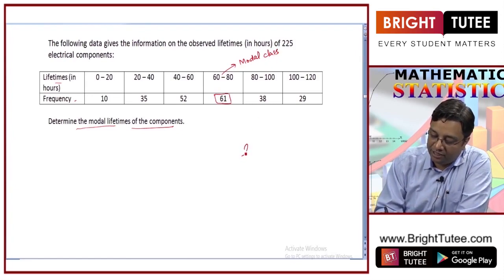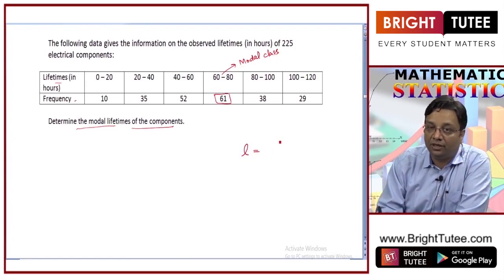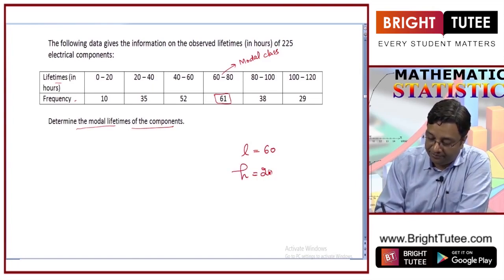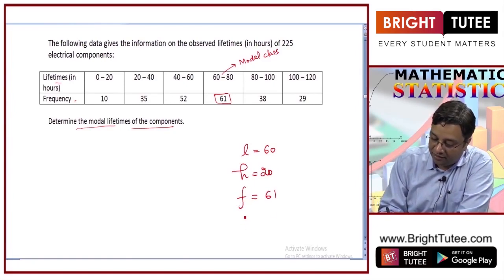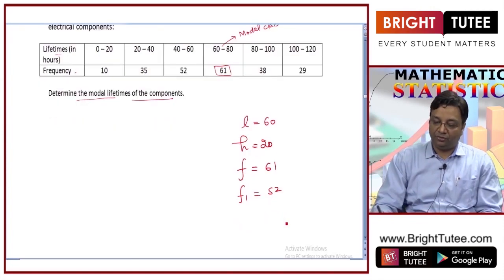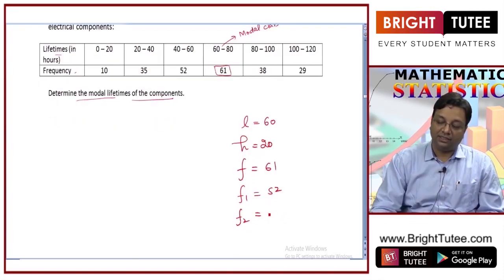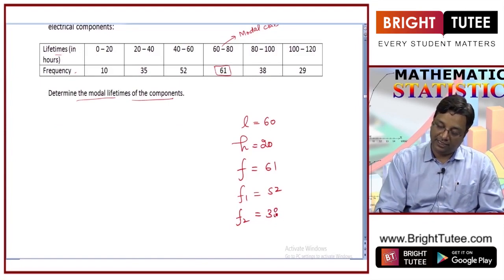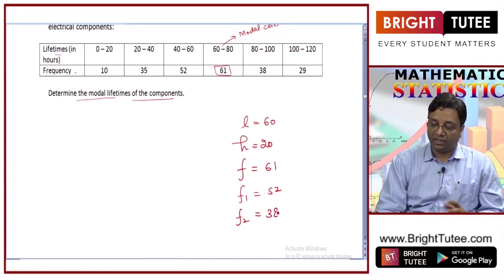If I ask you directly what is L here, the lower limit of the modal class, it is 60. What is h, that is the class length, it is 20. What is the frequency of the modal class, it is 61. The frequency of the class preceding the modal class is 52. The frequency of the class succeeding the modal class is 38. So, what else do you need?